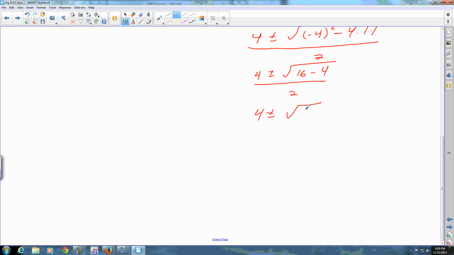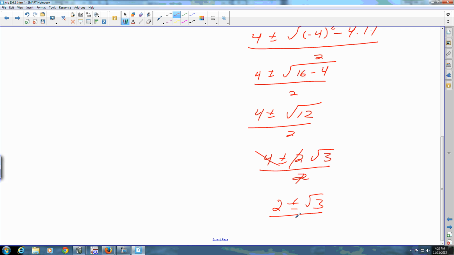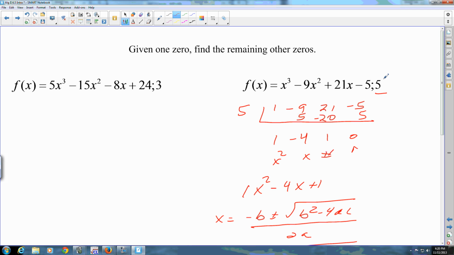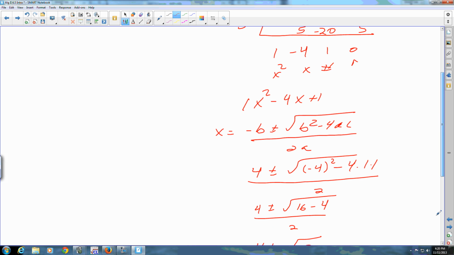4 plus or minus the square root of 12 all over 2 is 4 plus or minus 2 square roots of 3 all over 2. Now remember, when you go to reduce this, it has to reduce in both places. So it has to cancel there and there. So 2 plus or minus the square root of 3. Those are two answers. It's 2 plus the square root of 3 and 2 minus the square root of 3. You're welcome to write it like this. I'm just telling you, they told you one answer and you found 2 more for a total of 3. Okay?